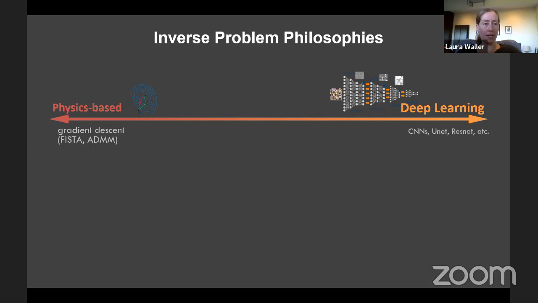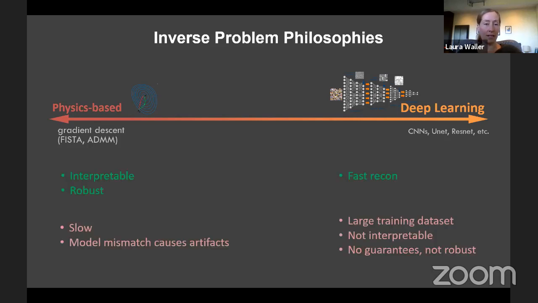And I have a lot of thoughts on these different approaches, but I like to think of them along a spectrum. So these physics-based, like FISTA, ADMM, gradient descent, optimization-based methods are great because they are interpretable and robust. They use the known physics, but they can be really slow, and this model mismatch always causes problems. If you do deep learning reconstructions, one huge benefit is they can be fast, and they can learn this model mismatch and try to fix it. But they also can do strange things, and they need big training data sets.